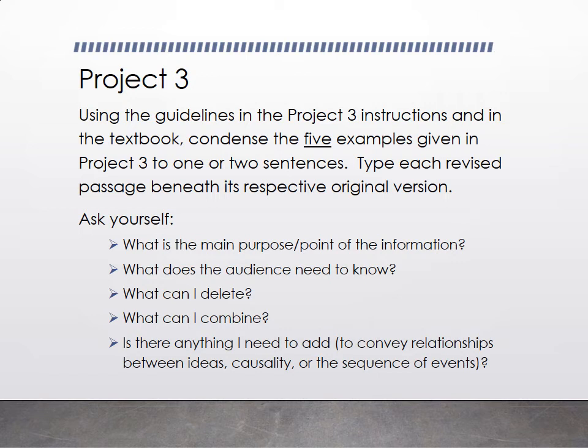One of the things that you will want to make sure you do in completing Project 3 is to be aware that there are 5 examples. Sometimes the 5th one somehow likes to get on to another page, and students sometimes miss it, so make sure you do all 5. And when you type your revised passage, do each revision underneath the original version. So it'll be the original version of the first example, then your version. The original version of the second example, then your version. Original version of the third example, then your version, so on and so forth. And in each case, only use 1 or 2 sentences.